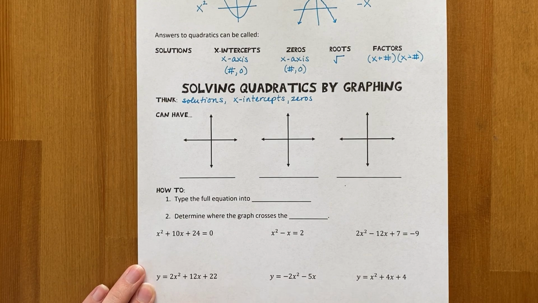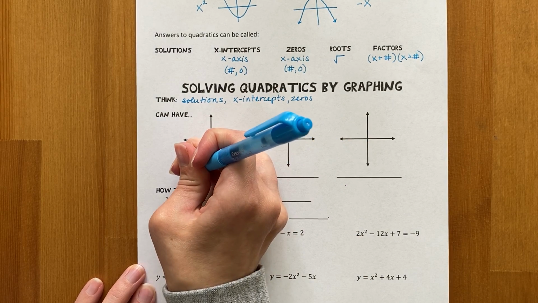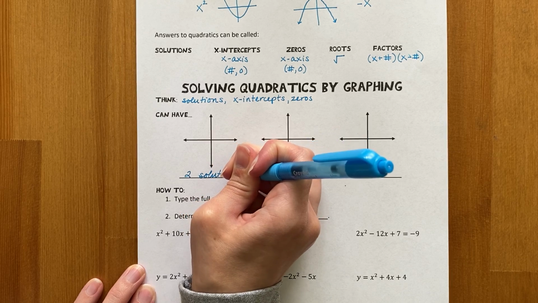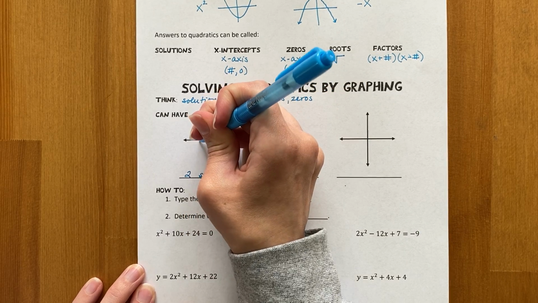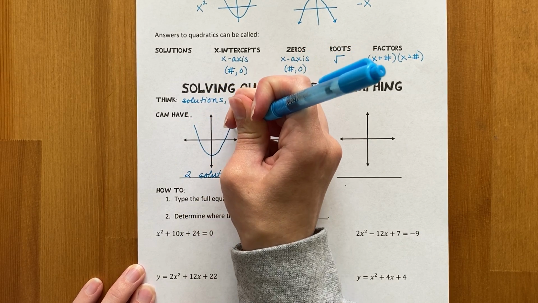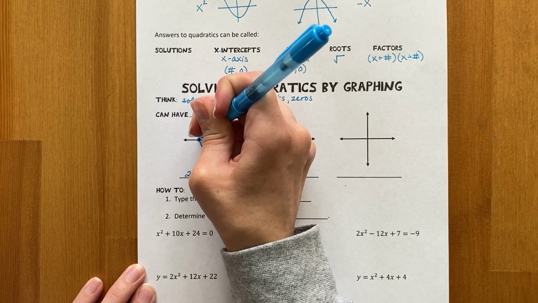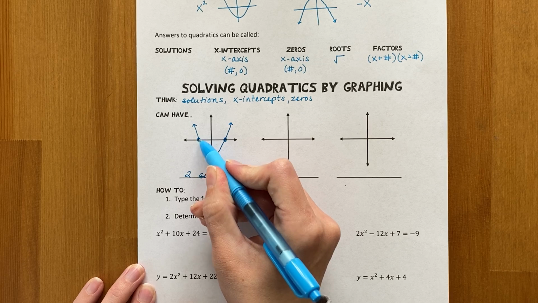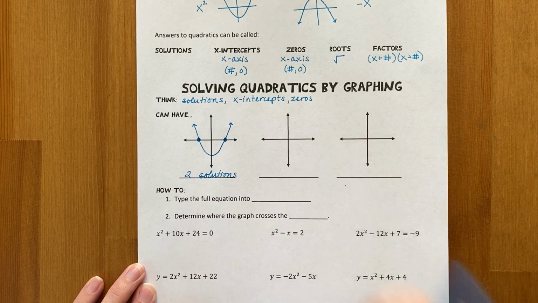Now, when you're solving quadratics, you have 3 options for the number of solutions that you can have. So the first option and the most common is to have 2 solutions. If you think about that U-shaped graph, it is going to whip around and cross that axis typically twice. So one here and one here. So your job would be to write down whatever this number is and whatever this number is.